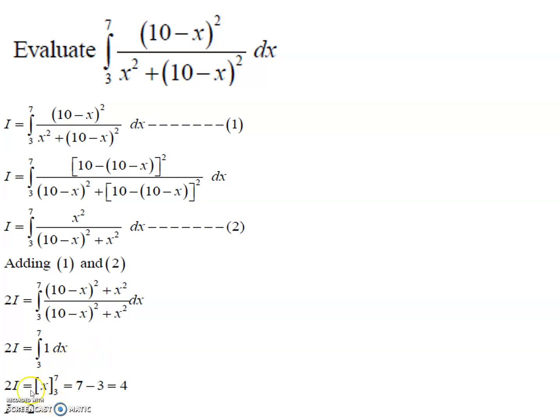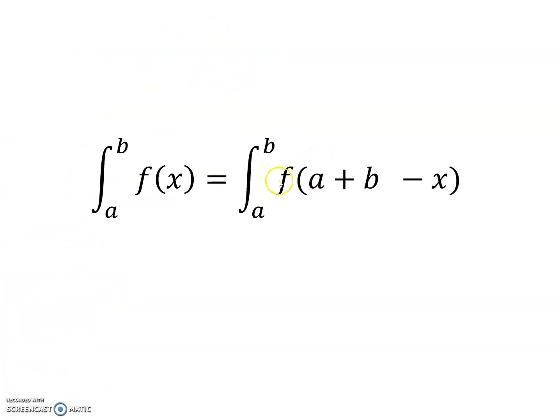The integration of 1 is x. That's why 2I is equal to x from 3 to 7. So 7 minus 3, we derive 4. So I is 4 upon 2, it is 2. So the final answer of the integration from 3 to 7 of (10 minus x) whole bracket square upon x square plus (10 minus x) whole bracket square is 2. Now here we use this property.